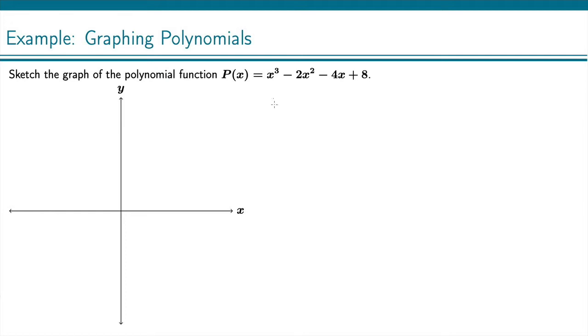The leading coefficient is a positive 1. And a positive leading coefficient means that the right side of the graph goes up. So y approaches infinity as x approaches infinity.